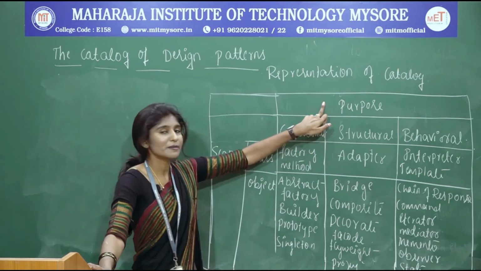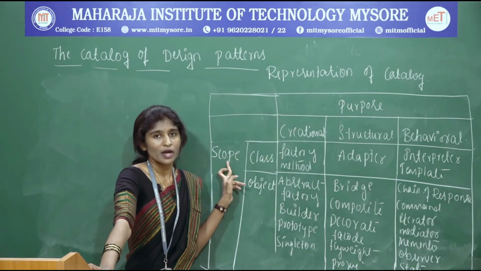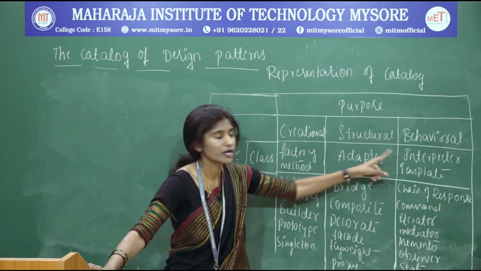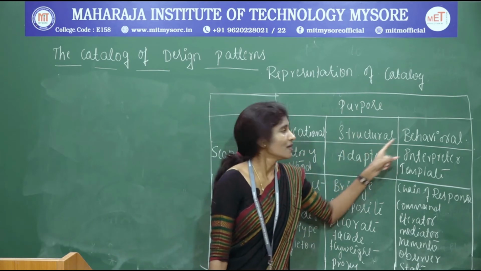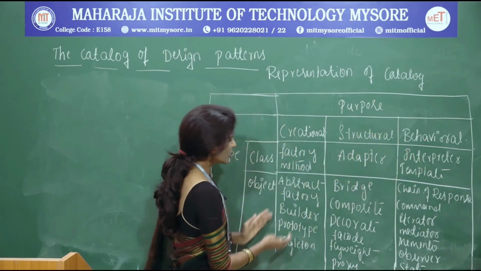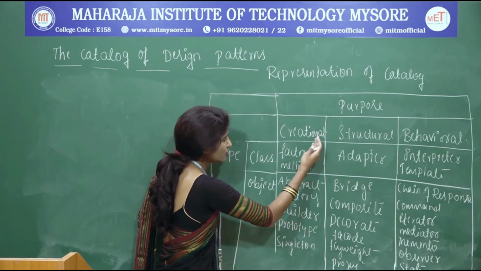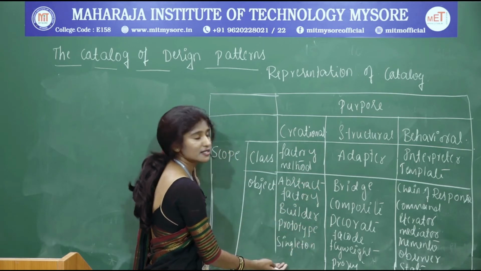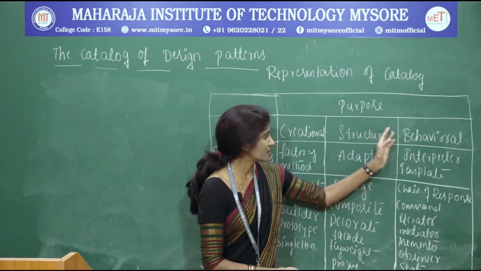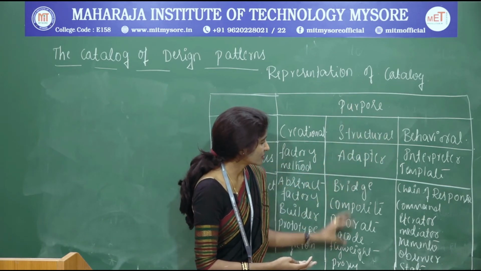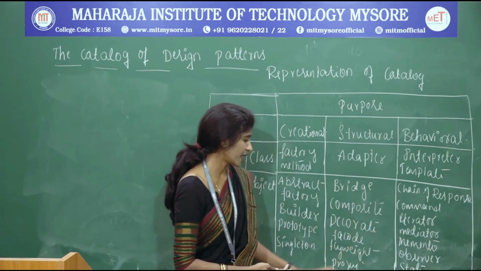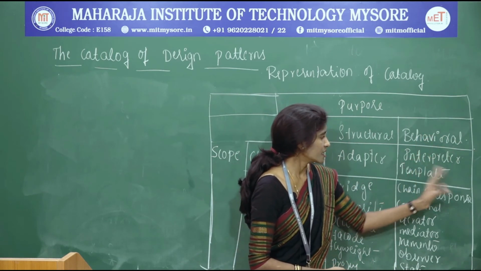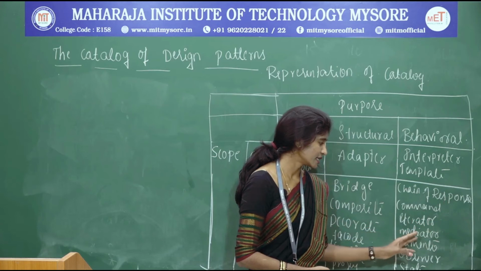So the very first one, based on the purpose, he has categorized the design patterns into 3 types: creational, structural, and behavioral design patterns. You can just observe what I have written here. In creational design patterns you can see factory method, abstract factory, builder, prototype, singleton. Structural means adapter, bridge, composite, decorator, facade, all of which I have already told you. And behavior-related design patterns are interpreter, template, chain of responsibility, command, iterator.